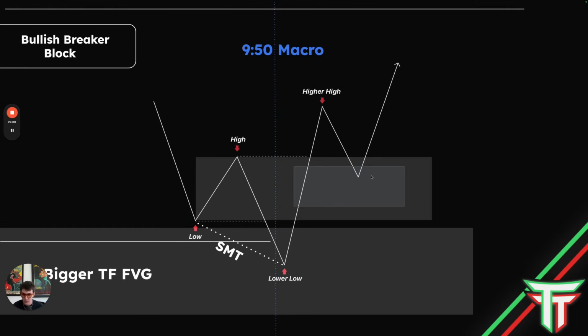Me just showing you what a breaker is doesn't really do much, right? How am I actually going to implement it? How am I actually going to trade it? It's about recognizing, is there a reason for price to go higher? Is there buy side? Is there an imbalance? Is there a reason for us to bounce? Is there an SMT? Are we in a bigger time frame fair value gap? Did sell side get taken, right? All of these things are more important than the breaker.